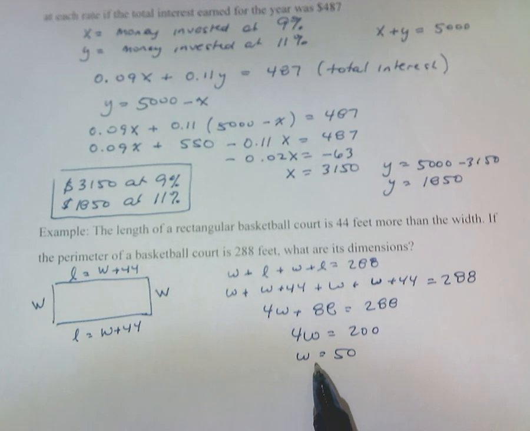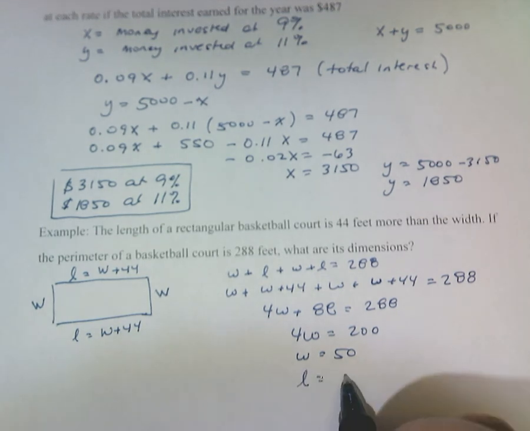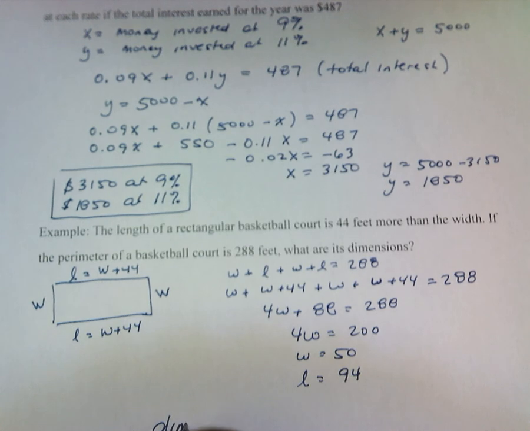And if W equals 50 feet, and L is going to be 50 plus 44 feet, so L is going to equal 94. So my dimensions are going to be 50 feet width by 94 feet length.